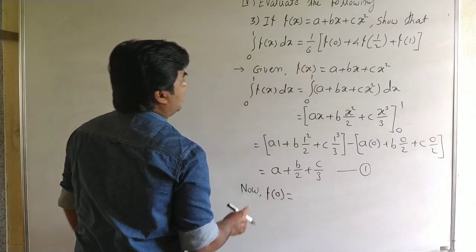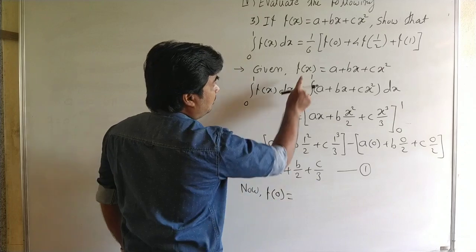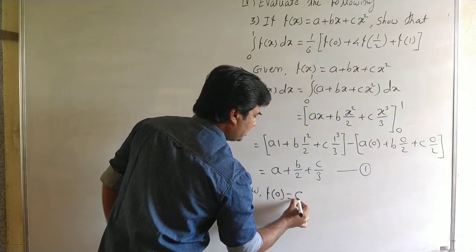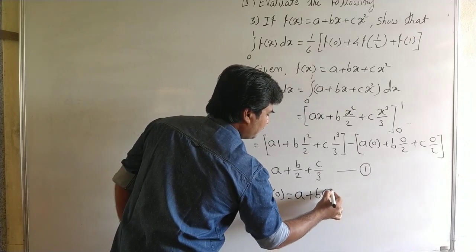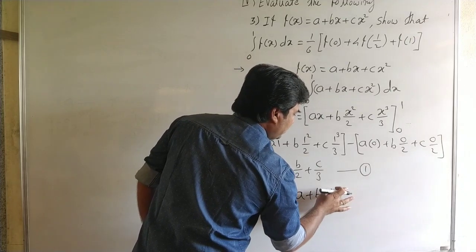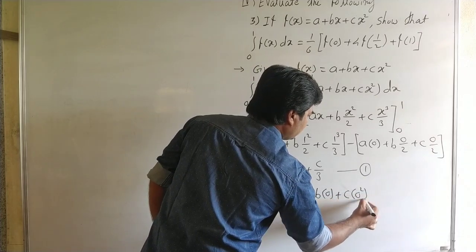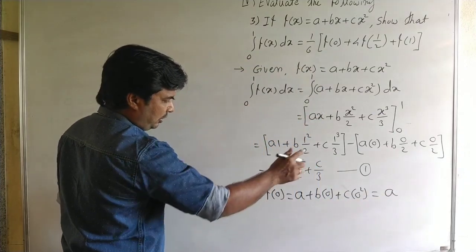See carefully, it is f of x. Then we find the value of f of 0, that means put the value of x equal to 0, therefore it is a plus b into 0 plus c into 0 square, and that means it is a. The value of f of 0 is a.